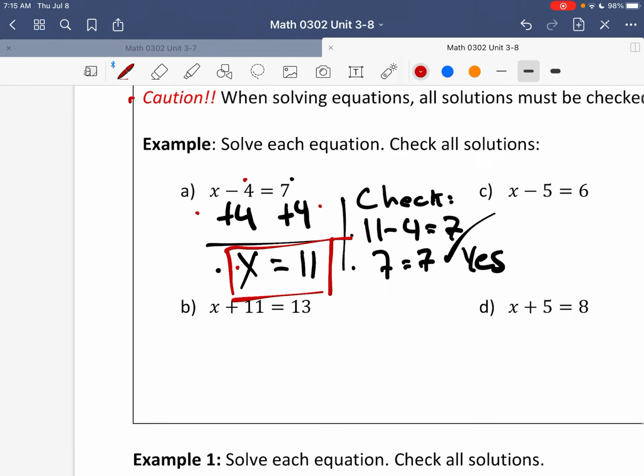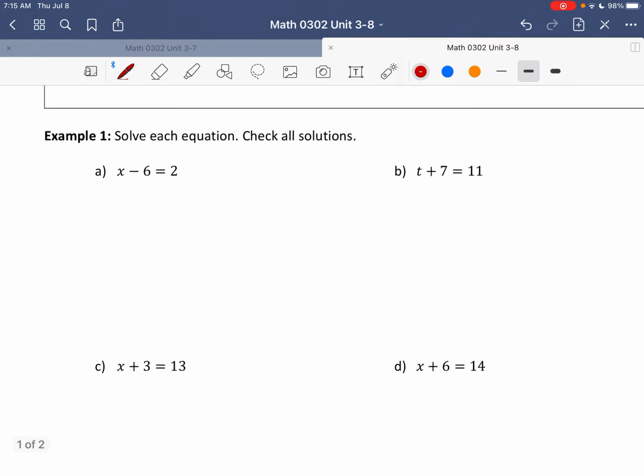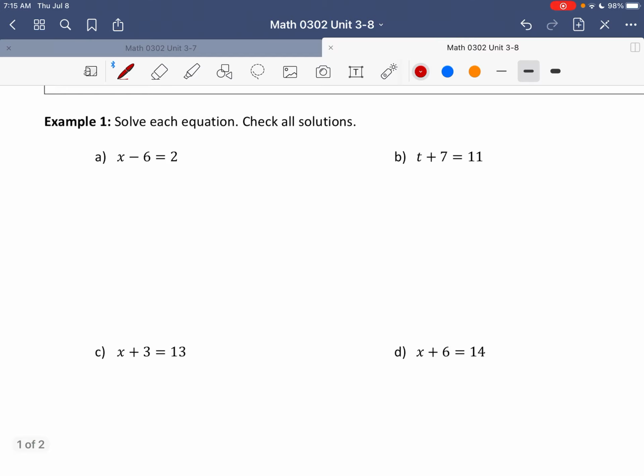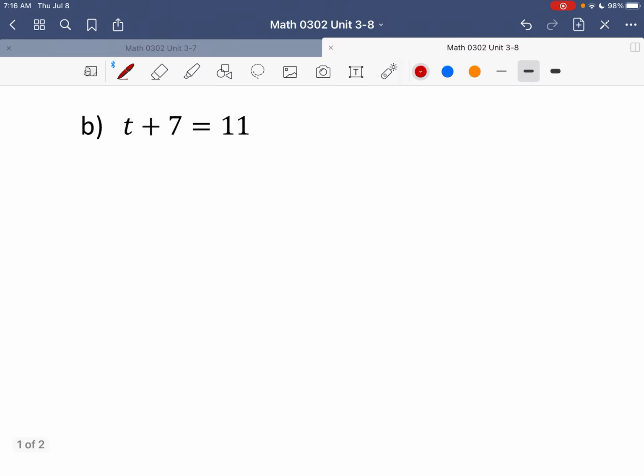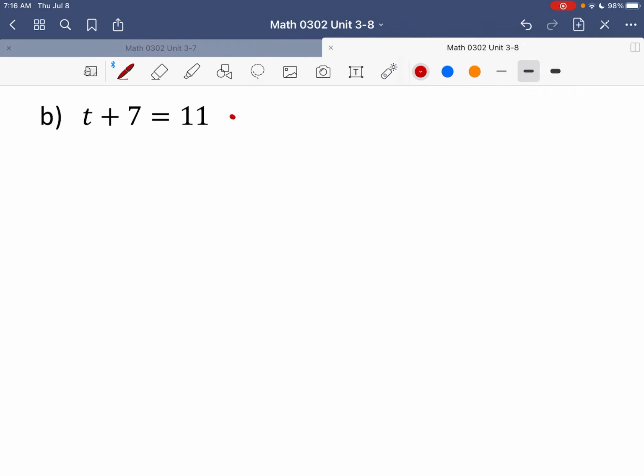We have a lot of stuff going on here in this section. Now let's take a look at some of these other examples. Let's take a look at part B. Part B says solve the equation t plus 7 equal to 11. What I'll do here, I'll do this one a little bit more in detail.